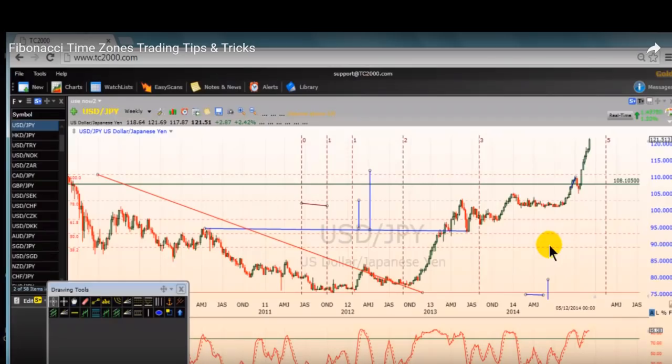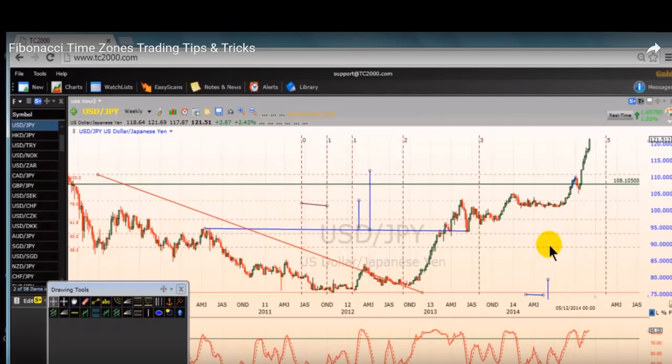So when you're using the Fibonacci time zone, you are not using it as a sure thing. It's not going to improve our odds dramatically, but you are using it as a guide in the messy markets to allow you to make decisions. Sometimes they work beautifully.